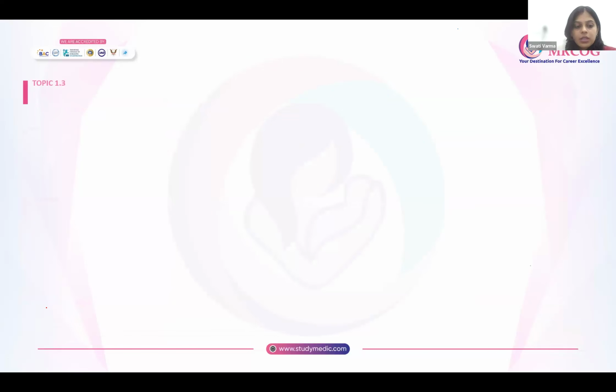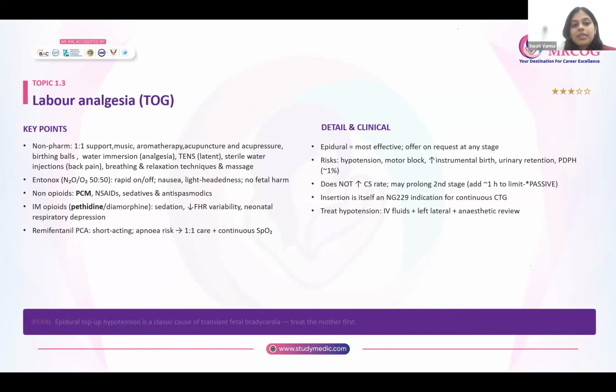Now let's come to the third slide, which is about labor analgesia. Labor analgesia is again a very favorite topic of our COG, and we need to know what all tenets are available regarding labor analgesia. These mainly consist of either non-pharmacological or pharmacological.